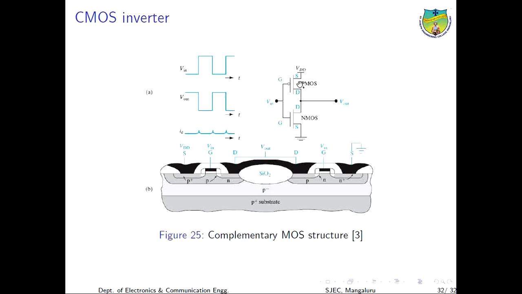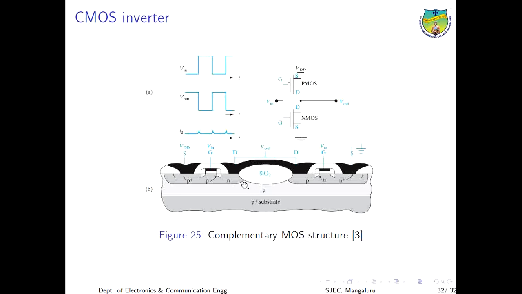Then the source terminal of the PMOS is connected to VDD, and the source terminal of the NMOS is connected to ground. So this is the circuit diagram of the inverter. Whenever you give 1 to the input terminal, you get 0 at the output, and whenever you give 0, you get 1. This type of circuit we are going to fabricate on this particular IC.